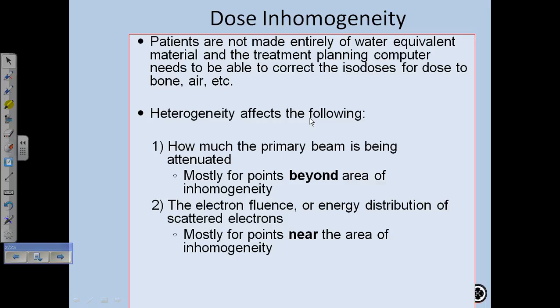Heterogeneity affects how much the primary beam is attenuated, mostly for points beyond the area of inhomogeneity. If lung is your area of inhomogeneity, it's the points beyond the lung that feel the greatest effects. The electron fluence, or energy distribution of scattered electrons, matters mostly for points near the area of inhomogeneity. So we need to be concerned about the electron fluence near those areas. I'll show you some graphs of the interface between a water medium and metal or bone, and how that interface is different when you consider inhomogeneity. That's due to the electron fluence.